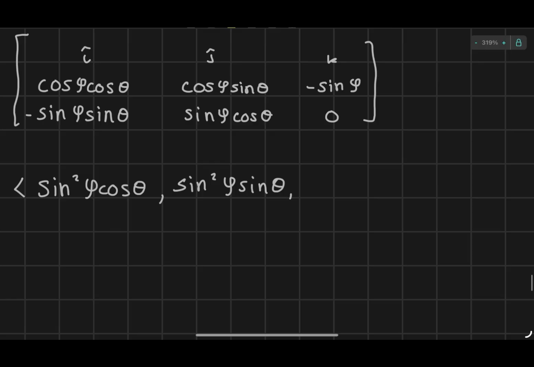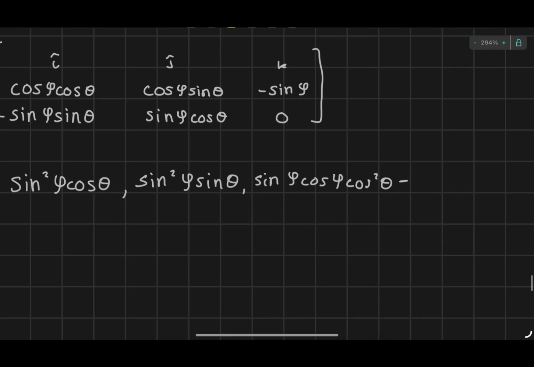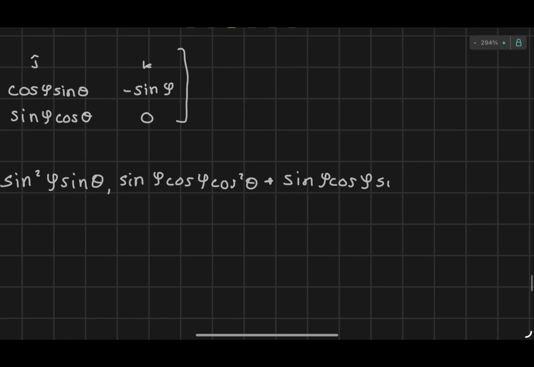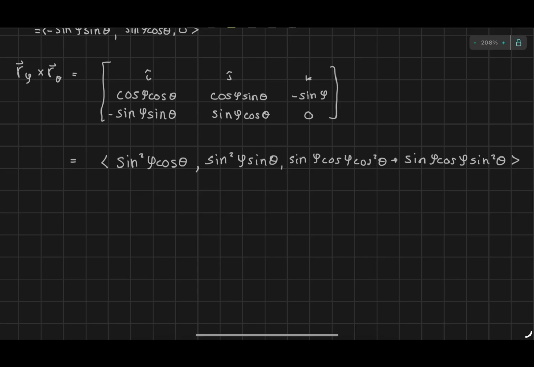And then finally our k component, this is the one that might be difficult. We're going to have sine of phi cosine phi, and then it looks like that's going to be cosine squared of theta minus negative, so then that's going to be positive, sine phi cosine phi sine squared of theta. That is going to be our cross product there.